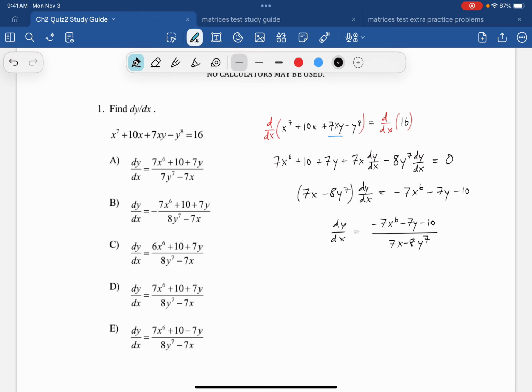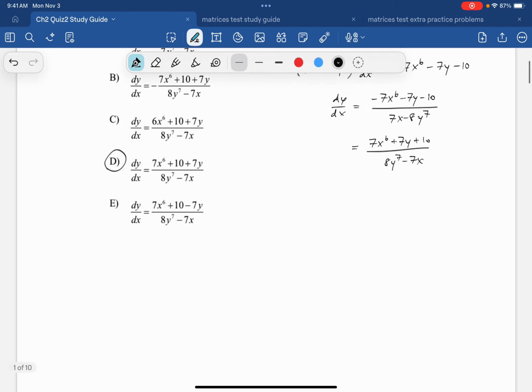So if I look closely, nothing quite matches. And so it seems like I'm probably going to have to multiply both top and bottom by -1. The reason for that is because all the answer choices seem to have plus signs in the numerator. So I'm going to multiply top and bottom by -1. That's going to leave me with 7x to the 6th plus 7y plus 10 over 8y to the 7th minus 7x. Okay, and now you can see that it matches answer choice D. Let's move on.